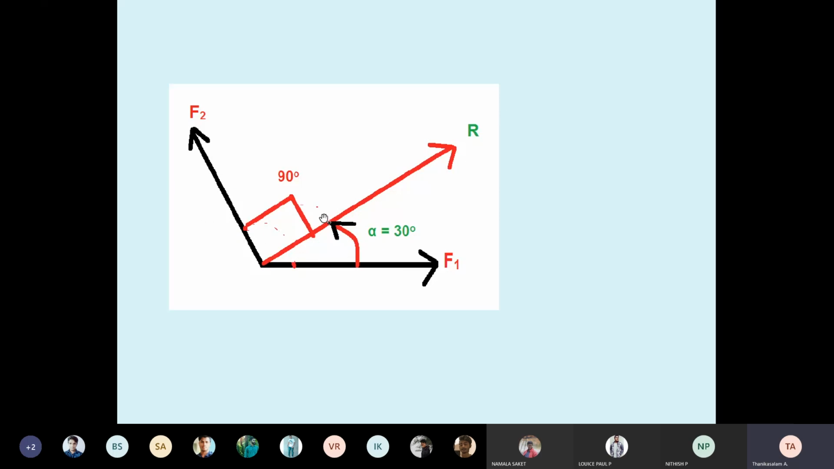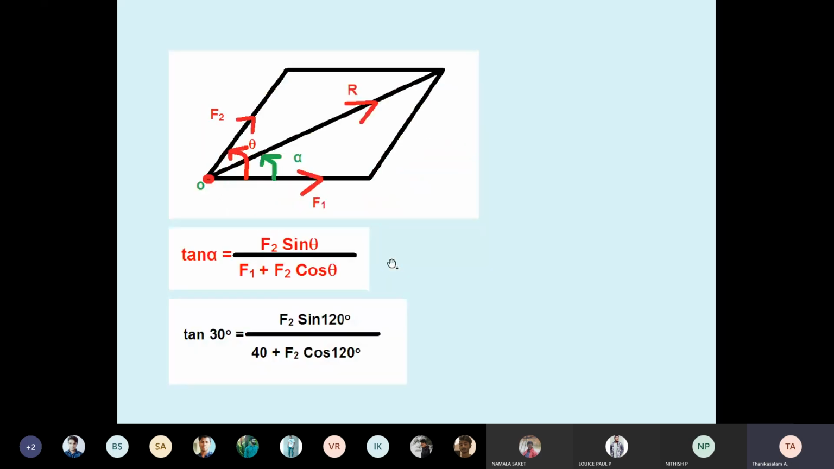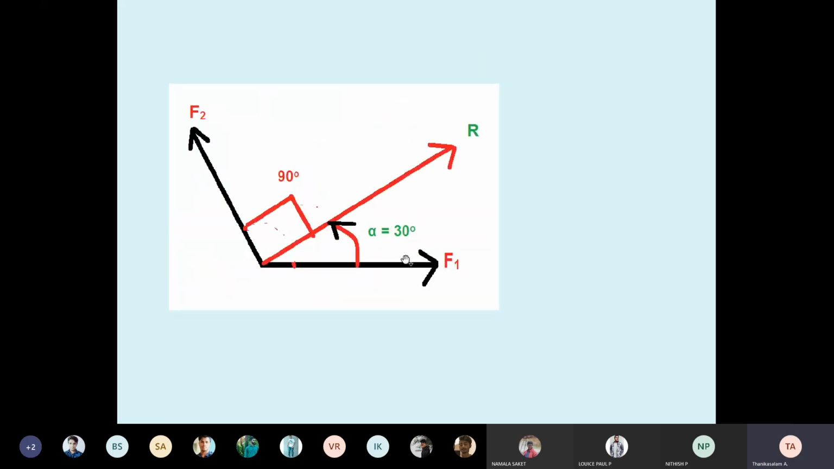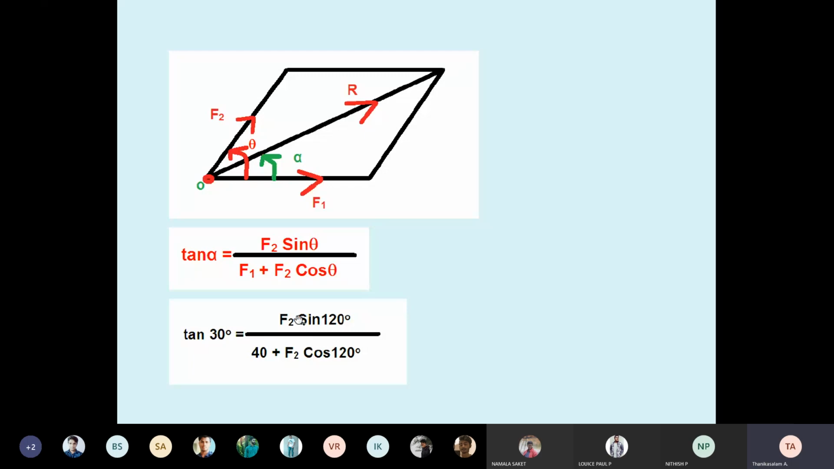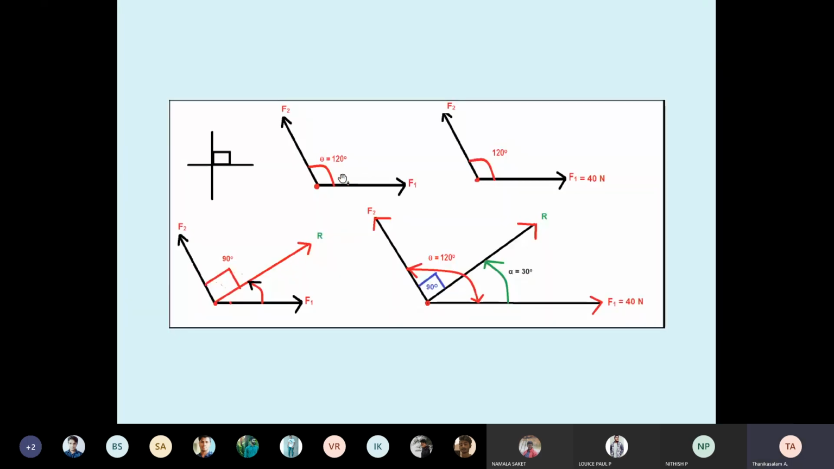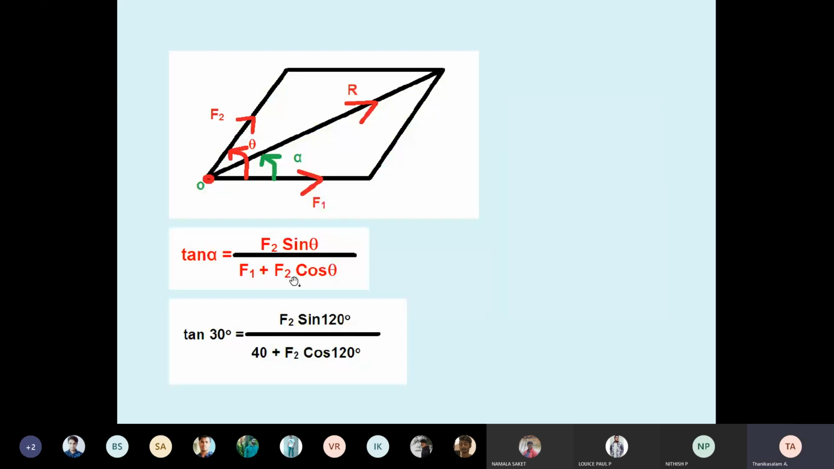In the final diagram, totally 120, and the 90 is gone. Why is 90 gone? The resultant is 90 with respect to the smaller one. Therefore alpha equals 30. We know the formula for only two forces: tan alpha equals F2 sin theta divided by F1 plus F2 cos theta. Alpha equals 30, based on this diagram. We want F2; F1 we already know, F1 equals 40. Therefore tan 30 equals F2 sin theta, where theta is 120 degrees, the angle between the two forces, divided by 40 plus F2 cos 120.